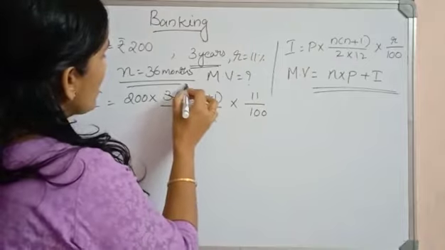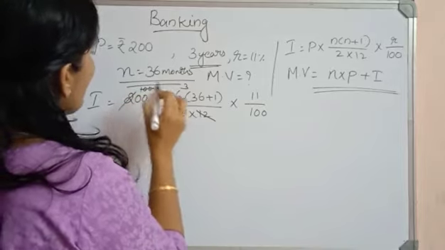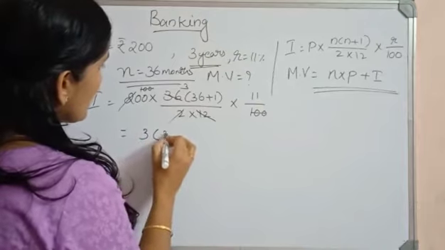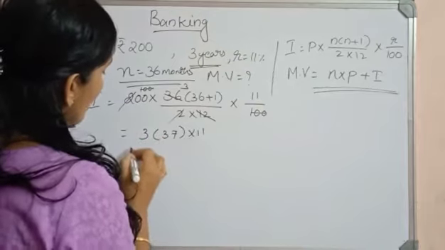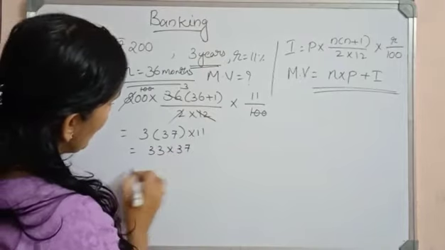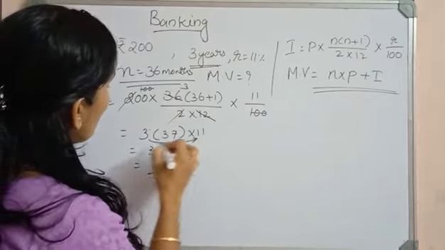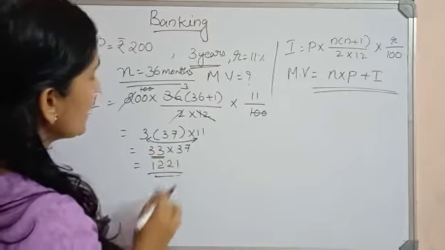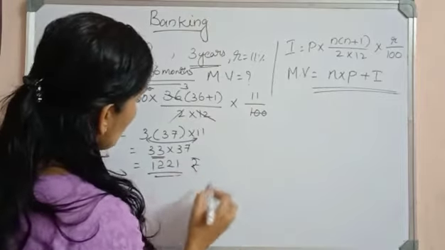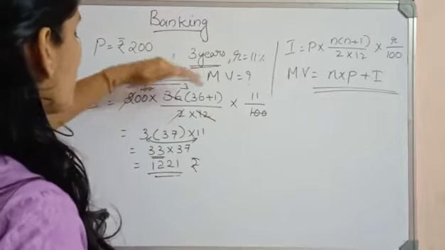Let's simplify this. 12 into 3 is 36, and the 100s cancel. So that is equal to 3 into 37 into 11. When you multiply, 3 into 11 is 33, and 33 into 37 is equal to 1221. Rupees 1221. This is the interest he or she is receiving after 36 months, that is after 3 years.